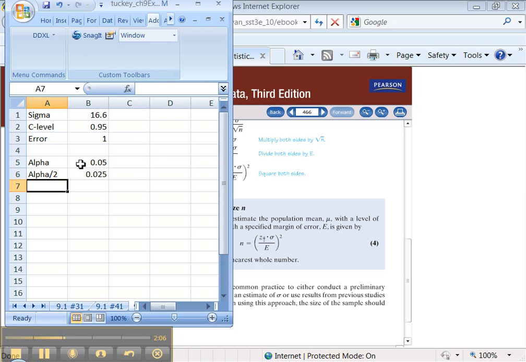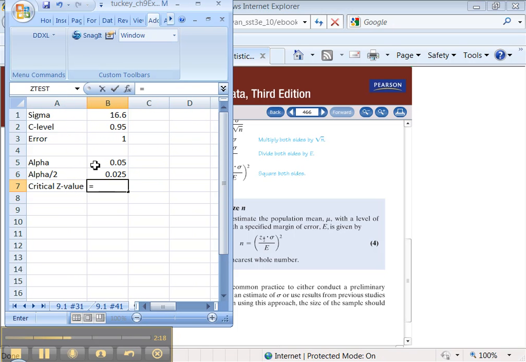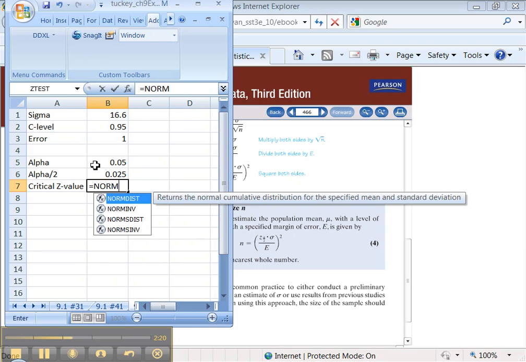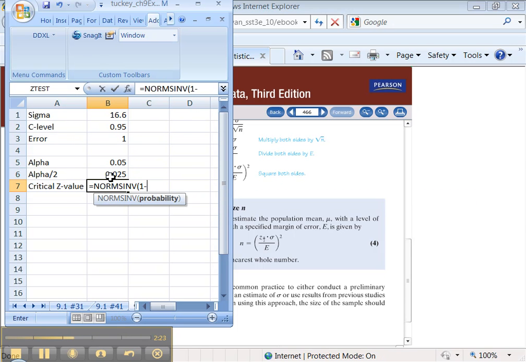Now, there are a lot of ways to do this, but what you need is the critical Z value, the Z alpha over 2. That's what you're interested in. That's going to be equal to norm S inverse of 1 minus this value. What you really want is 0.975, not the 0.025. Because if you don't do this, you get the negative of the same thing. If you want to do it that way, that's fine. Then the next one is the absolute value of that one. That's one way to do it.